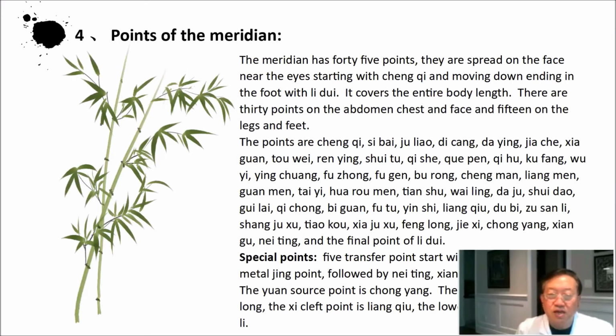Points of the meridian. The meridian has 45 points. They're spread on the face, near the eyes, starting with Chengqi, and moving down, ending in the foot with Li Dui. It covers the entire body length. There are 30 points on the abdomen, chest, and face, and 15 on the legs and feet.